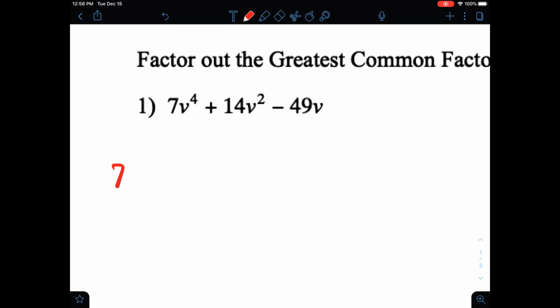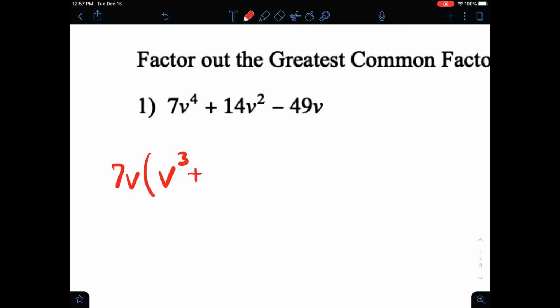And then what's the smallest exponent there? I see v to the 4th, v squared, and v. Which one's the smallest exponent? We have a v. We're going to pull out 7v. When we pull out a GCF, we divide every term by 7v, our GCF. So 7v to the 4th, the 7s are going to cancel. V to the 4th: when you divide exponents, you subtract them. 4 minus 1 is 3, so we get v to the 3rd.